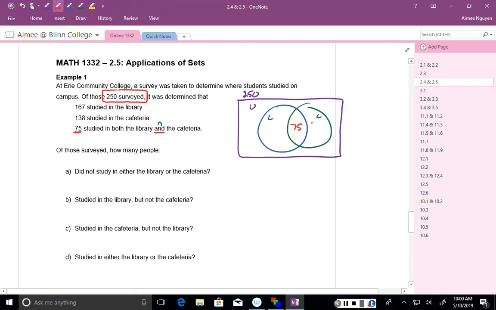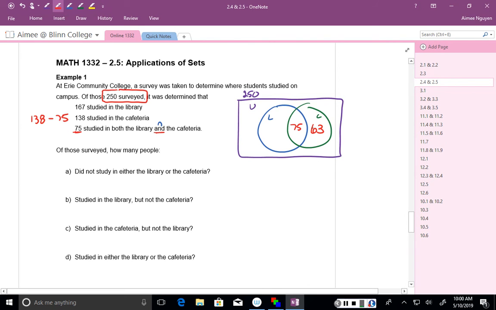The 138 people that studied in the cafeteria, again, there is no limiting word. There's nothing that says they only studied in the cafeteria or that they studied in the cafeteria but not the library, right? And so in order to do this, I'm going to have to take that 138, and I'm going to have to subtract the 75 people that studied in both. When I do that, that leaves me with 63 people that studied in the cafeteria.